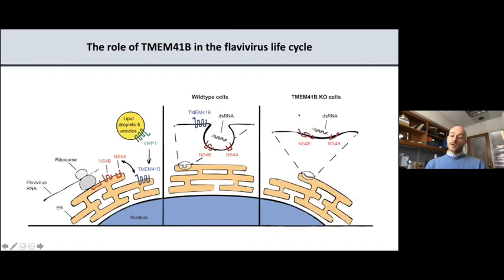And in TMEM41B knockout cells, TMEM41B is missing. The incoming virus is still being translated, and replication is probably starting, but then it's being aborted because it can't build this replication complex. So the RNA is being readily detected, and therefore we have this upregulation of the innate immunity. So with this, I'm going to end this presentation.